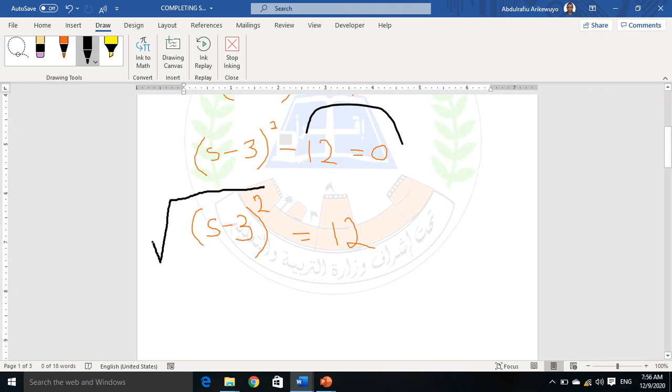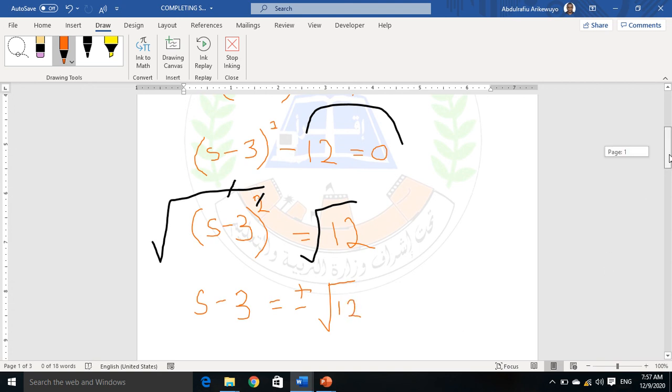So I have this, square root of this, square root of this. Now, this square and the square root will cancel. So what I have next is s minus 3 is equals to square root of 12. S minus 3 is equals to root 12. S minus 3 is equals to... Now, if you are writing square root, what we usually have is plus or minus square root of 12. I hope you are enjoying it.